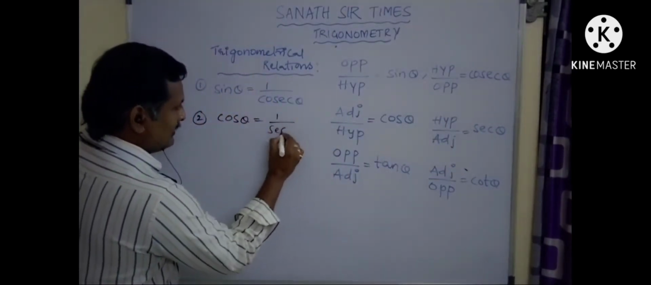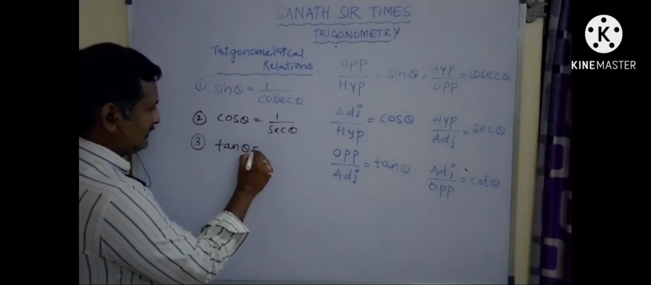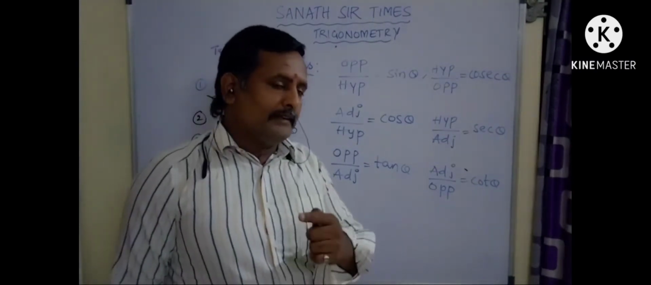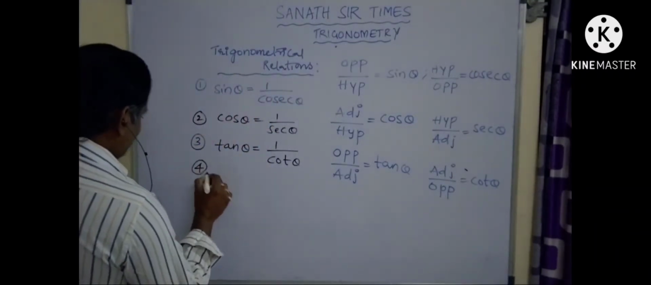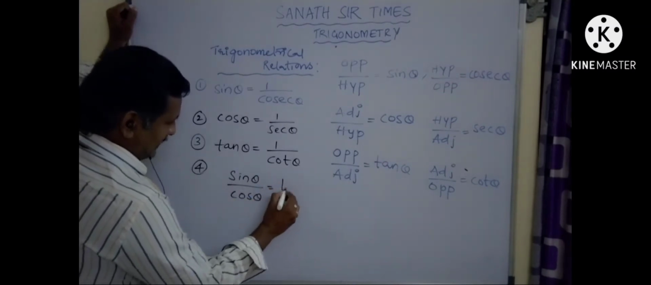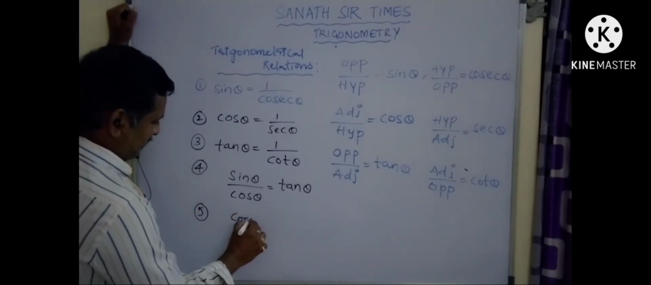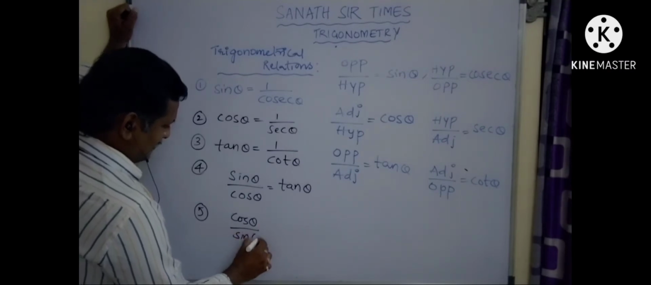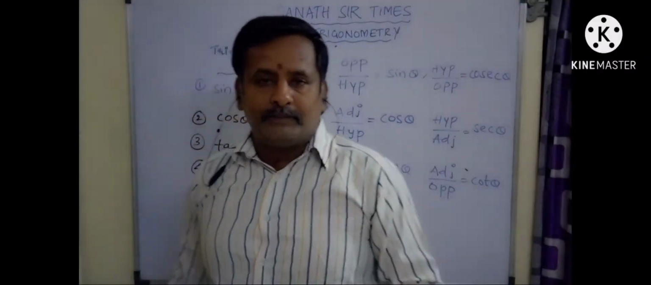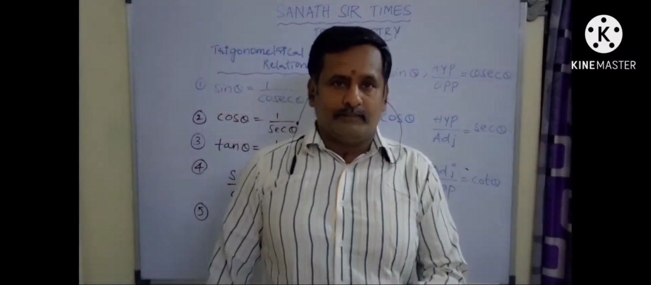So I can write it as secant theta. And similarly, the third one, tan theta is the reciprocal of cot theta. And when I write it as a trigonometrical relation, there is one relation: sin theta divided by cos theta, we call it tan theta. And the last one, cos theta divided by sin theta, we call it cot theta. So these are the relations between the 6 characterizations of the picture trigonometry. So I am not treating it as maths, I am treating it as a picture.